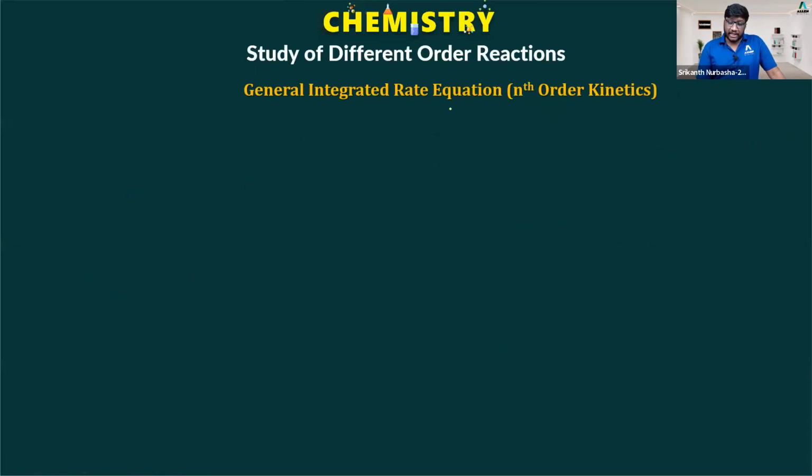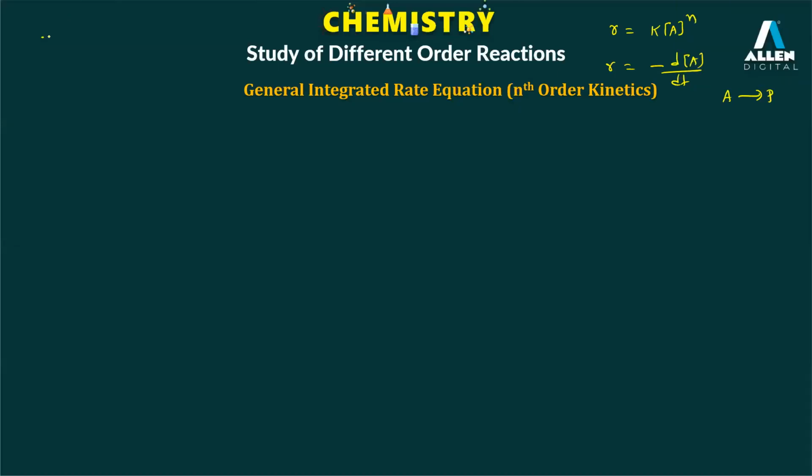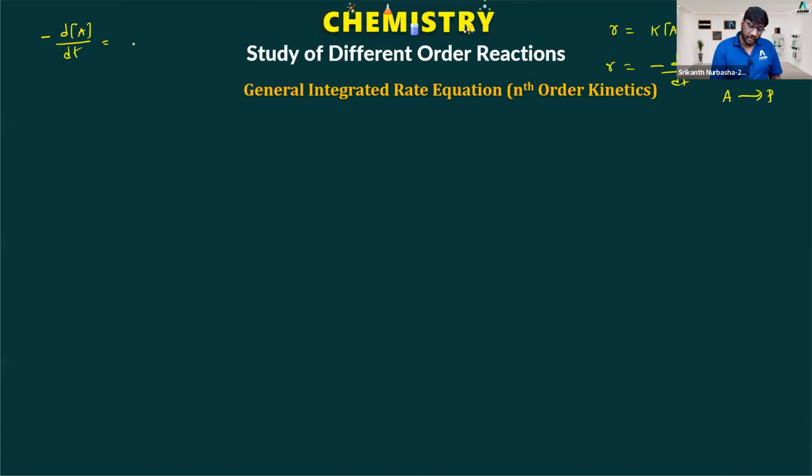Next is the general integrated rate equation for nth order kinetics. Nth order kinetics means what? Rate is equal to k into concentration of A whole power n. Rate is equal to minus d concentration of A by dt. This is for the reaction A gives rise to product if it is nth order. So I can write the equation: minus d concentration of A divided by dt is equal to k into concentration of A whole power n.